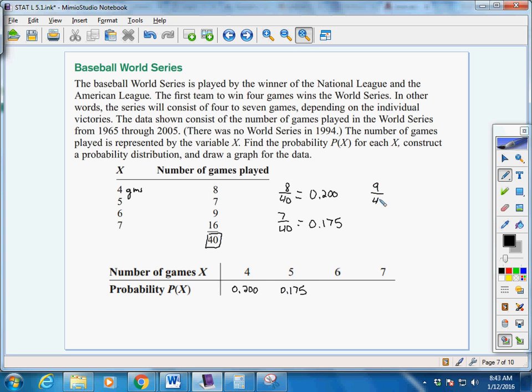9 games, again, out of our total. That's the probability they're going to play 6 games. I'm saying this wrong. This is 4 games. This is 5 games, our probability. This is 6 games. Based on previous data, 9 out of 40 that's happened, 0.225. And then 7 games, it's happened 16 out of 40 times.